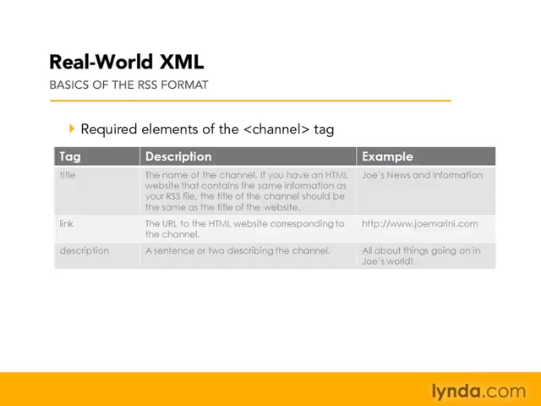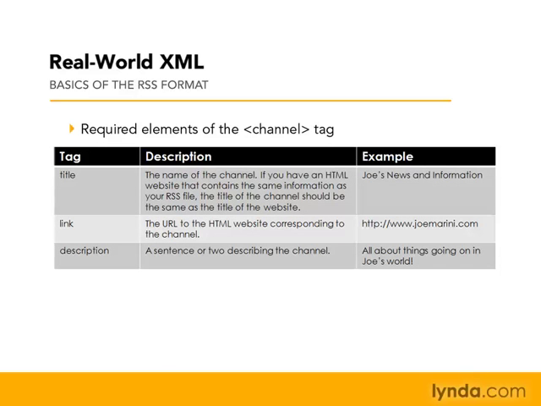Now, the channel tag itself has some required elements, and the required elements of the channel tag are the title, and this refers to the name of the channel. So, for example, if you have an HTML website and that website contains the same information as your RSS file, in other words, your RSS file is just a syndicated version of the content on your site, then the title of the channel should be the same as the title of the website.